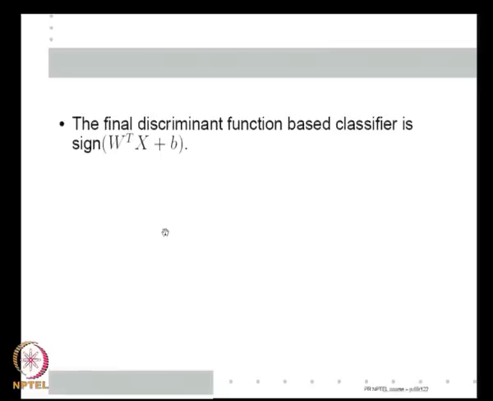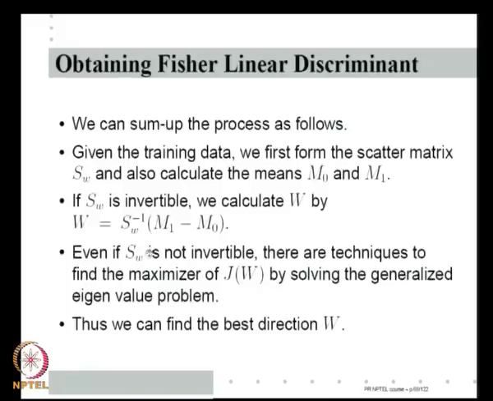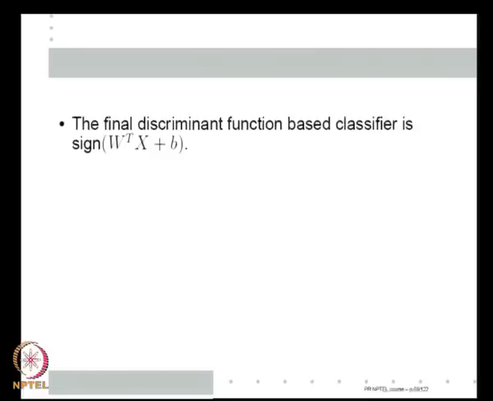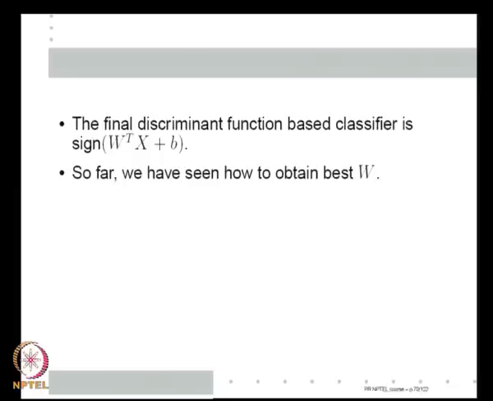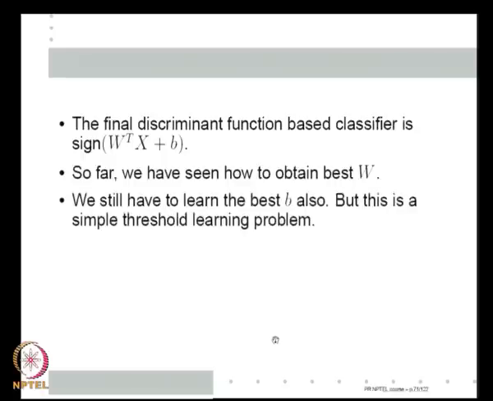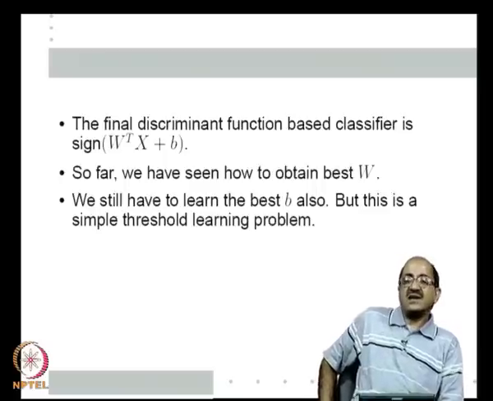But obviously, we have found only the best direction W. We have not yet found a classifier. Let us remember that a discriminant based classifier is sign of (W transpose x plus B). So, I have to find the B also. All that we have done so far is how to find the best W, but after having found the best W, to convert it into a classifier, I still have to find a B. But this is a much simpler problem. We still have to learn the best B, but it is the simple problem of just learning a threshold.